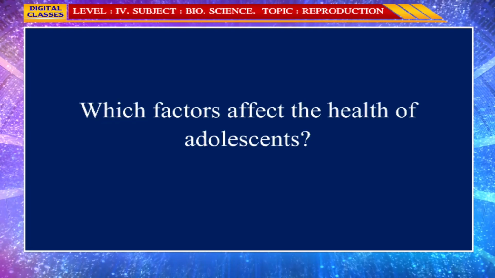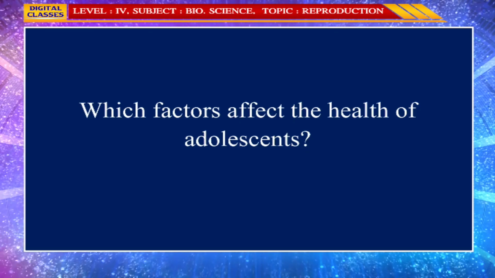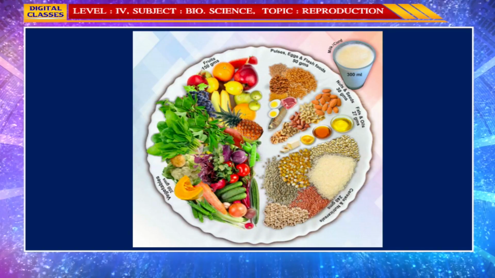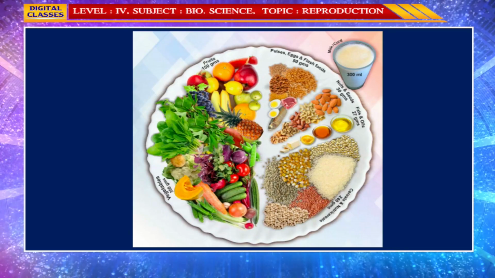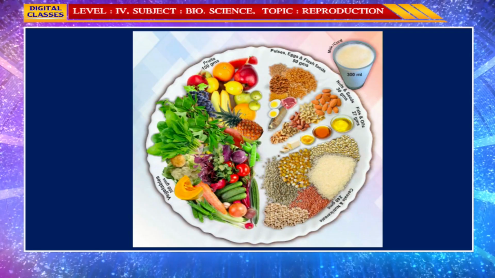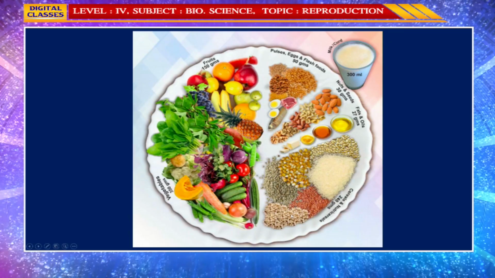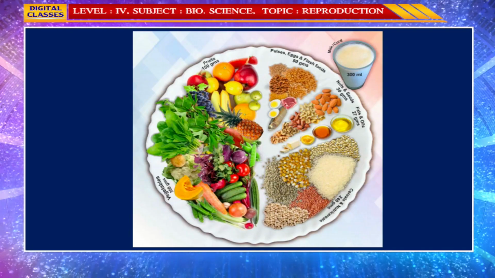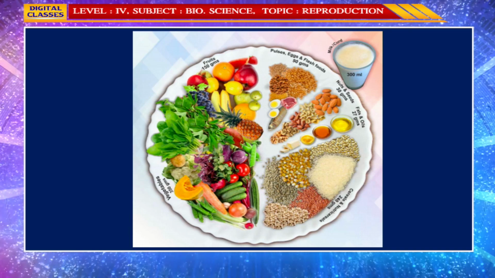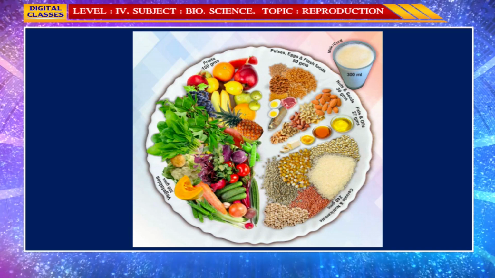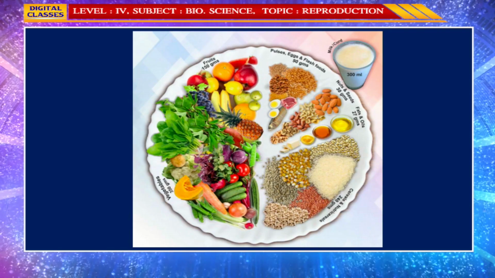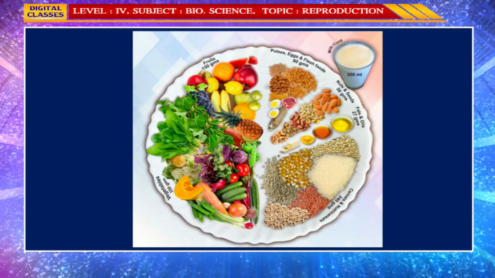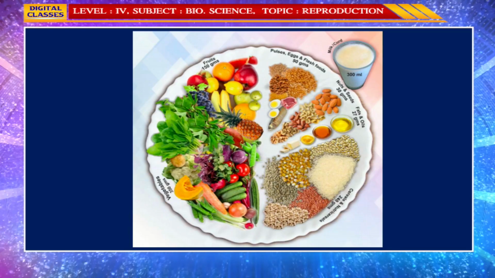Which factors affect the health of adolescents? The health of an adolescent is affected by a balanced diet, hygiene and physical exercise. A balanced diet is very important because their body parts, muscles and bones are growing. So, they need more carbohydrates, proteins and nutrient rich food. If they eat only junk food, it may lead to ulcers, obesity, hypertension and diabetes. Excess production of oil in the body may lead to skin problems also.